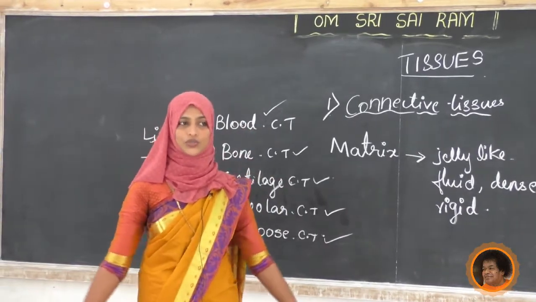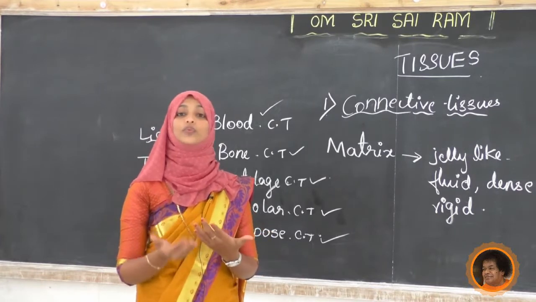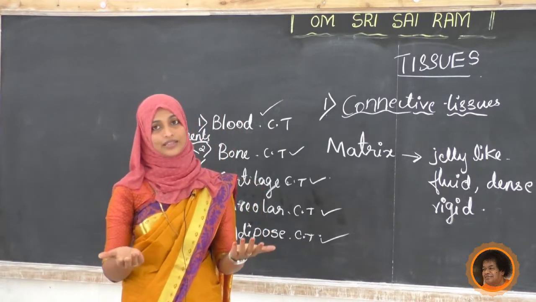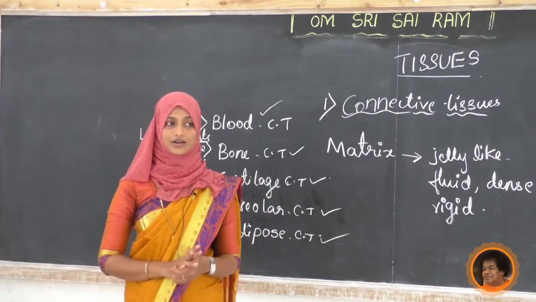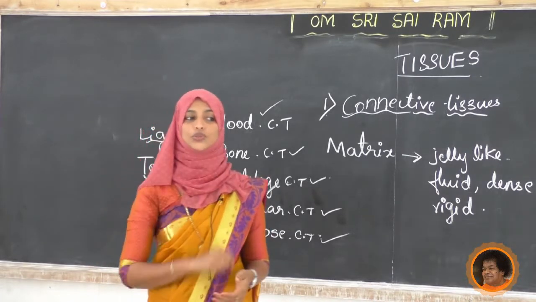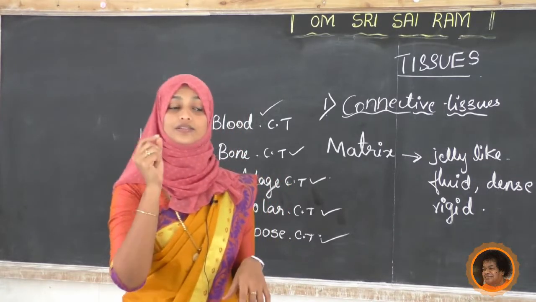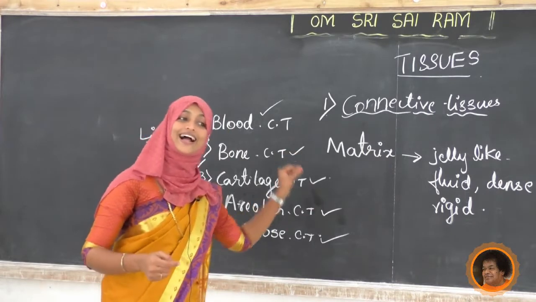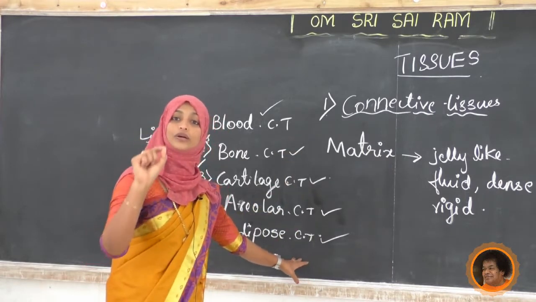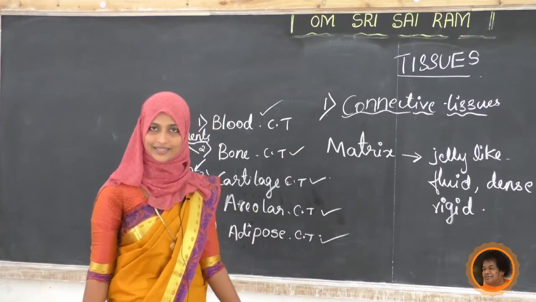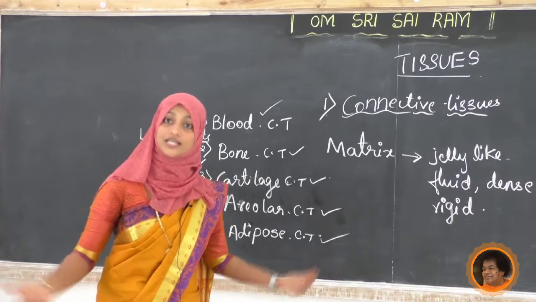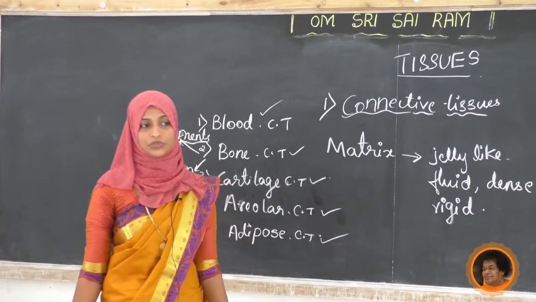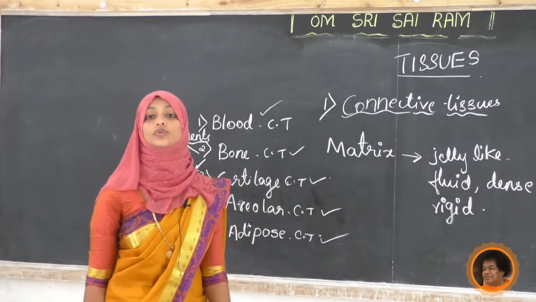Adipose connective tissues are found between the skin and internal organs. Between the skin and between the internal organs. The cells of these tissues are filled with fat globules. See, the name itself indicates it: adipose means it has fat globules in it. It stores fat. So the function is to store the fat that is there in our body. Come to know, it acts as an insulator.